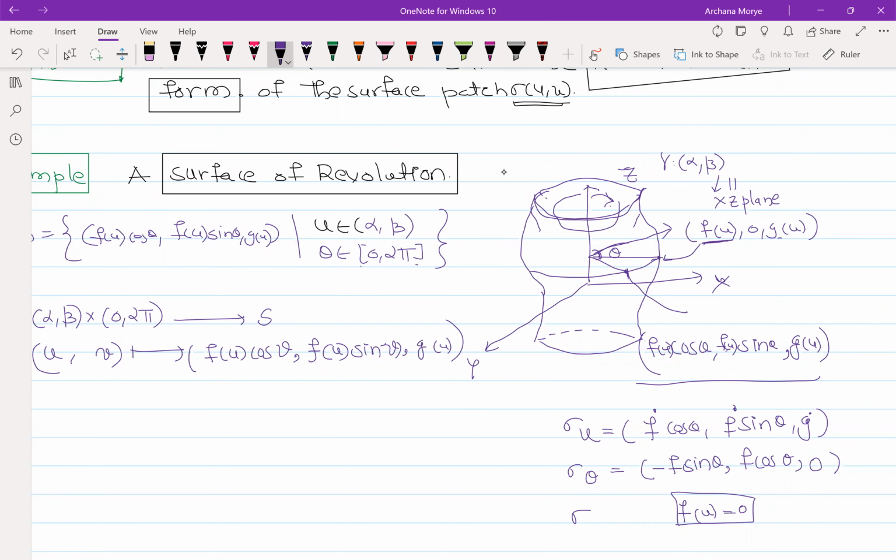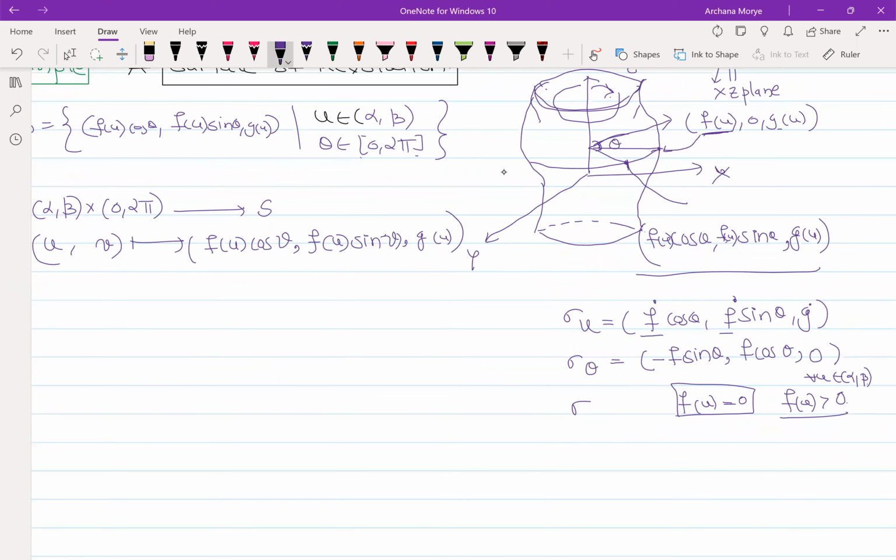Because then in that case, sigma theta will be 0, right? So let us assume that sigma u is strictly greater than 0, for every u belongs to alpha beta. Another assumption which we are going to put: suppose f dot becomes 0 at some point, then what will happen? Whether these are going to be linear?